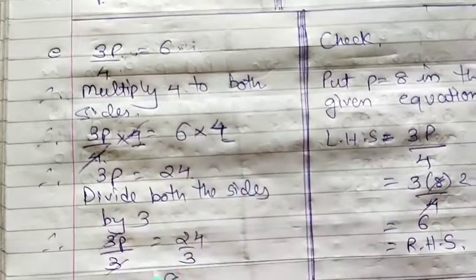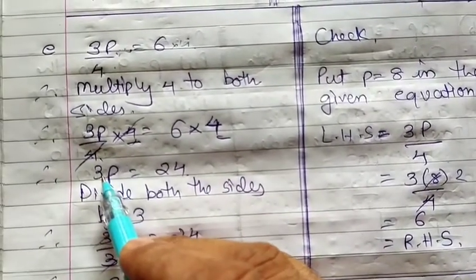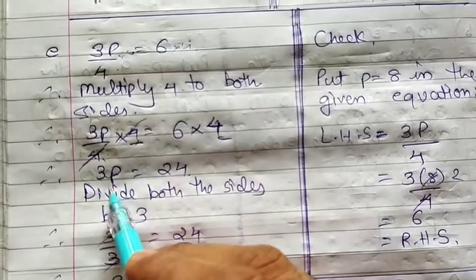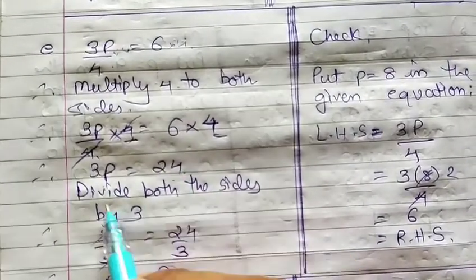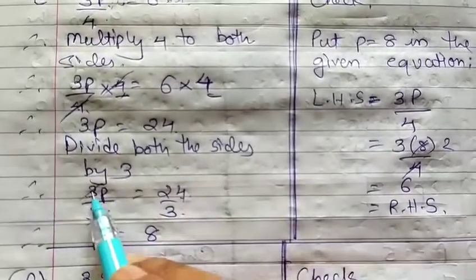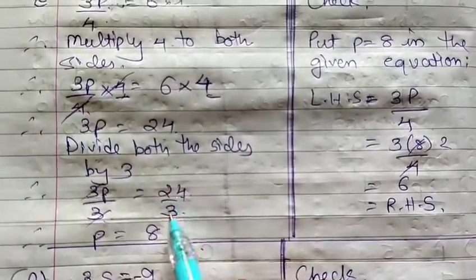6 4s are 24. Now I have to get rid of this 3. I have to eliminate this 3. It is in multiple form. I have to divide this 3 times p by 3 only. So you have to divide 24 also by 3. So divide both the sides by 3. So 3 times p divided by 3, and 24 divided by 3. 3 and 3 will get cancelled. P equals, 3 8s are 24.